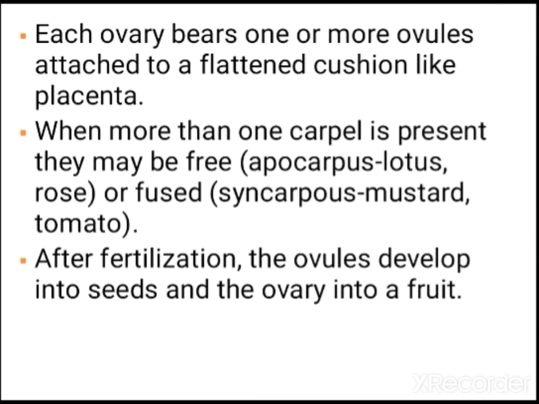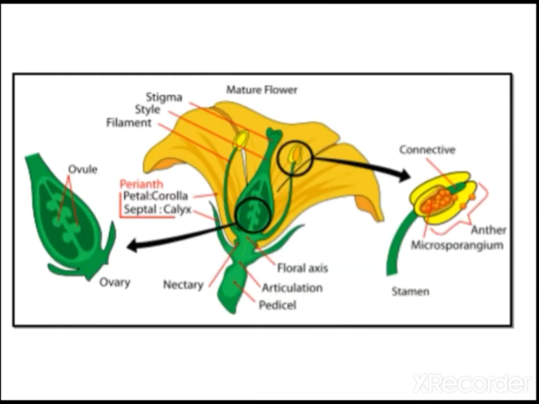So we studied different types of floral parts, petals and sepals. Petals together are called corolla, and sepals together are known as calyx. Then androecium is the male portion and gynoecium is the female portion, children. In the flower diagram, you can observe the various portions. This is the pedicel. The pedicel is the flower stalk.